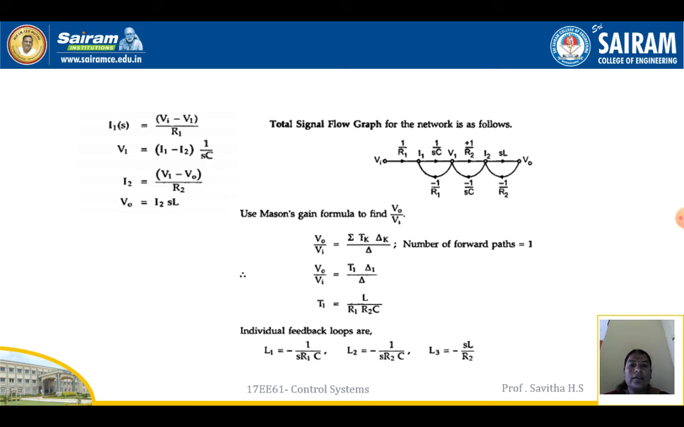So use Mason's gain formula to find V0 by Vi. So V0 by Vi is equal to summation of Tk delta k divided by delta. The number of forward paths in the diagram is only 1. Therefore V0 by Vi is equal to T1 delta 1 by delta. T1 is equal to L divided by R1 R2 C. Individual feedback loops: L1 is minus 1 by S R1 C, L2 is minus 1 by S R2 C, L3 is minus SL divided by R2.